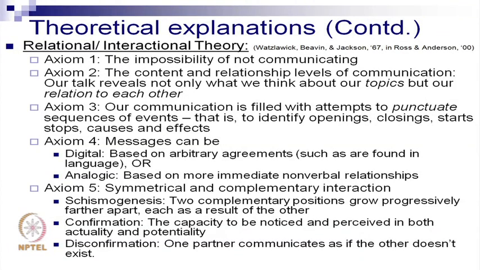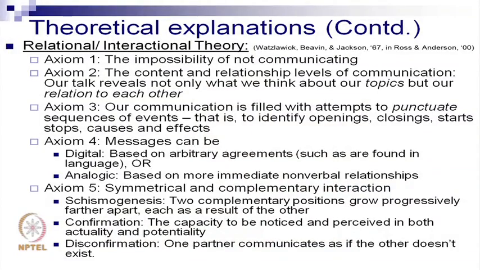So some aspects in this are schismogenesis, which is two complementary positions growing progressively farther apart, each as a result of the other. This is something similar to the avoidance stage we discussed in relationship building. Because of the strains posed on each other, the stagnation stage, the partners tend to grow apart only because of this strain. There is a challenge. We can't communicate with each other, we can't grow with each other, so let's grow far apart.